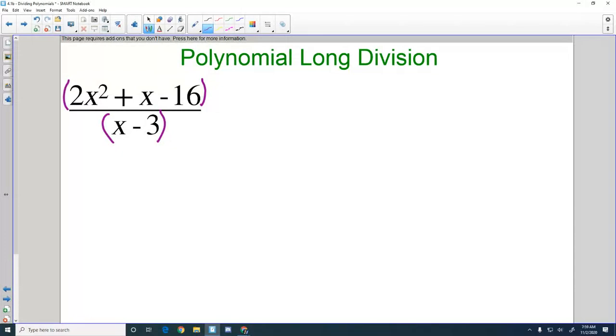The way that you set up long division is you take the divisor, which is the number on the bottom, and write that first: x minus 3. You have this weird bridge bracket kind of a thing. And inside that goes the dividend, or the numerator of your fraction, 2x squared plus x minus 16. So this is the setup for long division.